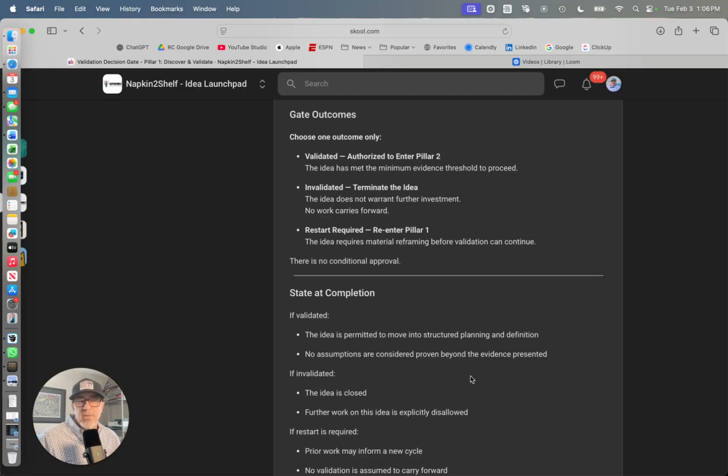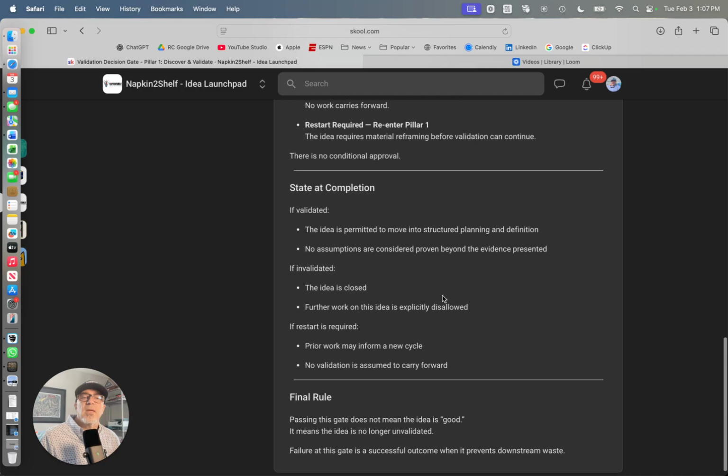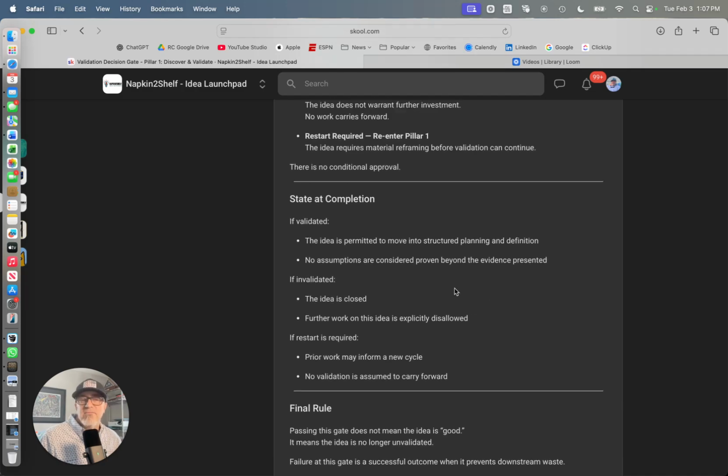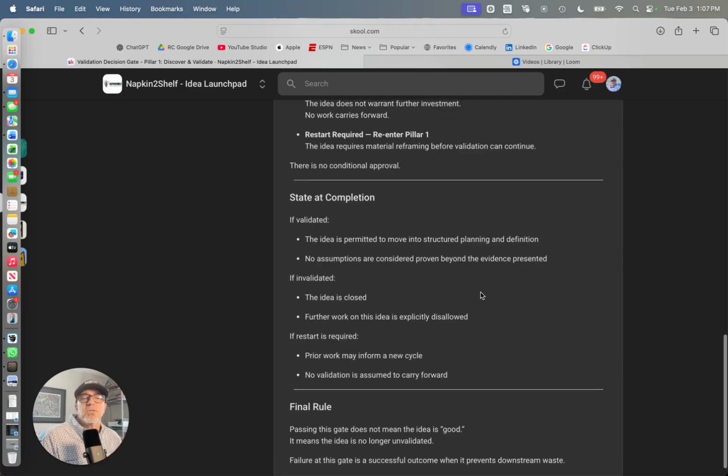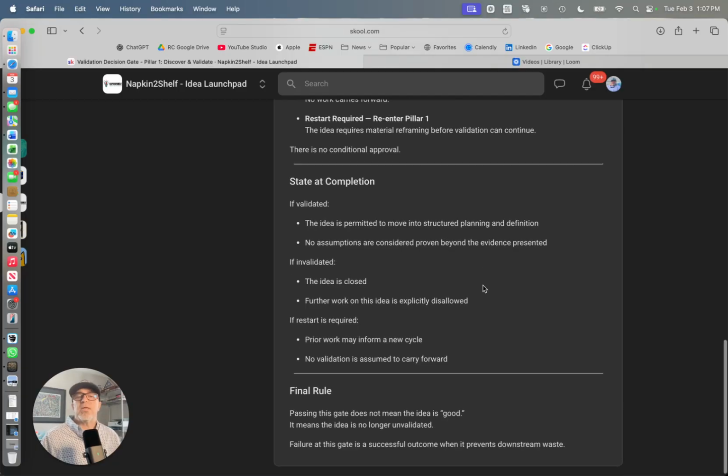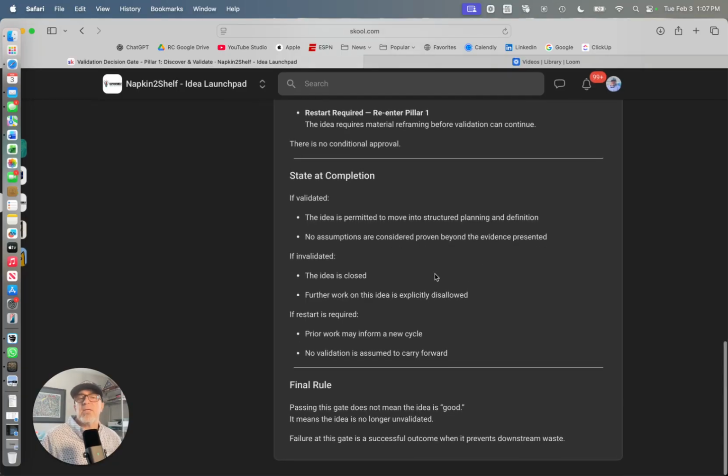The outcomes of this gate: you either get validated and you're authorized to move on to Pillar 2, you're invalidated and you just terminate the idea, or you go back and you restart. The idea requires material reframing before validation can continue. There is no conditional approval. At the end of this, if validated, the idea is permitted to move into structured planning and definition. No assumptions are considered proven beyond the evidence presented. If it's invalidated, the idea is closed. Further work on this idea is explicitly disallowed.